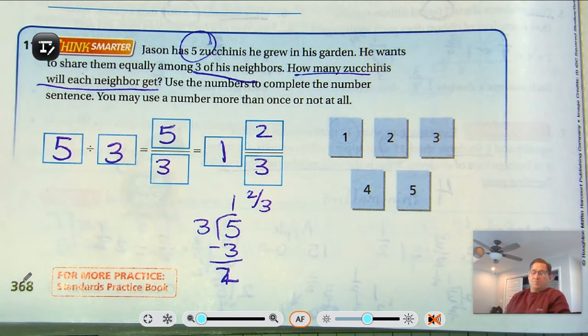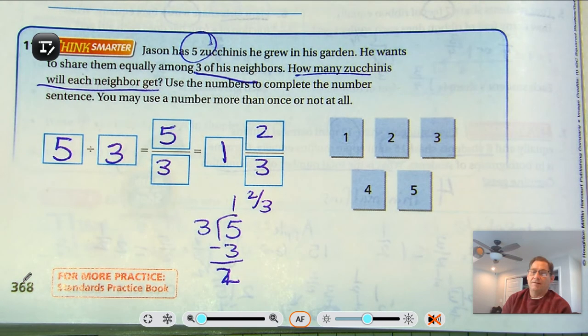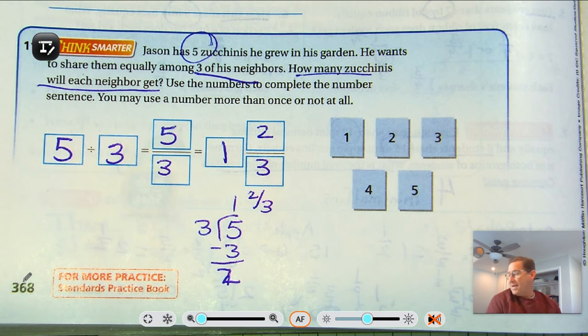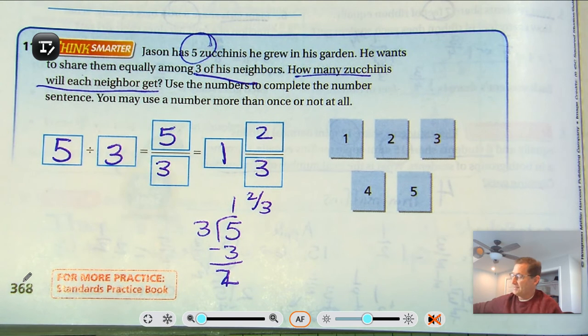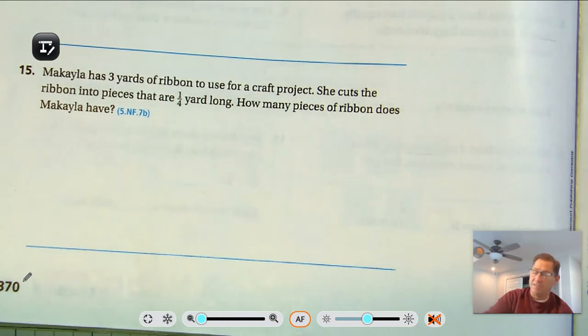Okay, so that's it for relating fractions to division. In our next lesson, we will be talking about fraction and whole number division.